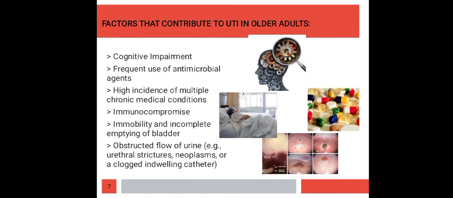Factors that contribute to UTI in older adults: cognitive impairment, frequent use of antimicrobial agents, high incidence of multiple chronic medical conditions, immunocompromise, immobility and incomplete emptying of the bladder, and obstructed flow of urine, such as urethral strictures, neoplasms, or a clogged indwelling catheter.